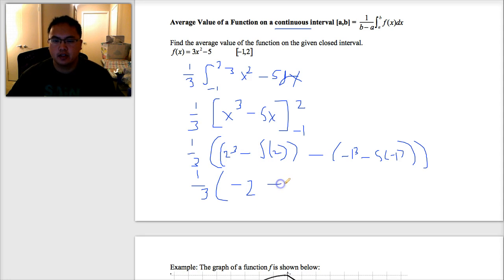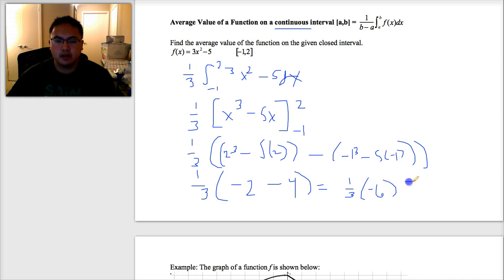Then the minus. If I plug in negative 1, I get negative 1 plus 5, which is 4. Negative 1 plus 5 is 4. So now, negative 2 minus 4 is negative 6.